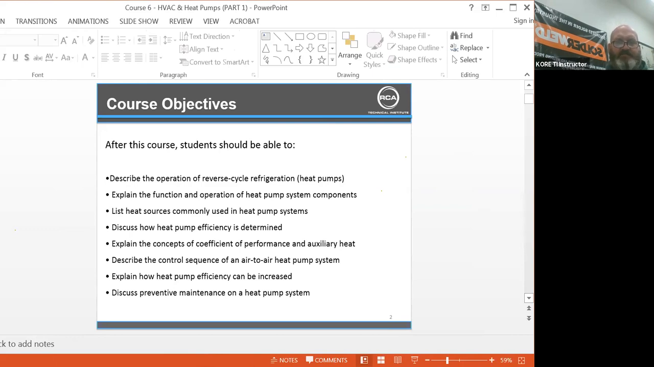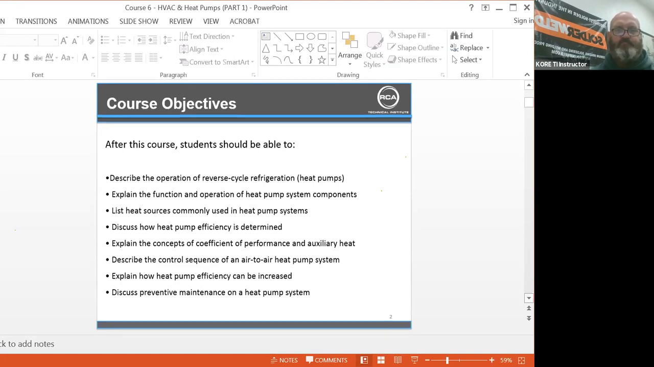Explain the concepts of coefficient of performance and auxiliary heat, which some of you may have to do some training with me on. It's been a while since I've done that. Describe the control sequence of an air-to-air heat pump system, which is very common here in Phoenix. Explain how heat pump efficiency can be increased, and discuss preventative maintenance on a heat pump system.